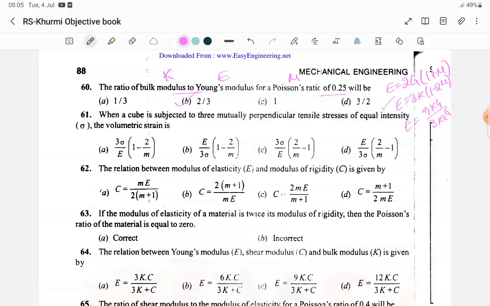Okay. A cube is subjected to three mutually perpendicular tensile stresses of equal intensity. The volumetric strain is equal to 1 minus 2 mu by E into 3 epsilon. So A is the correct answer, so 61 is A. The relation between modulus of elasticity and modulus of rigidity is given by, I have already told you this formula. In place of mu you write 1 by m and you get the G. So 62 is A, after you solve you get this one.